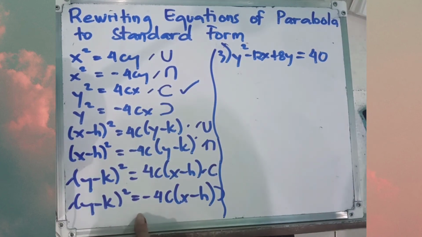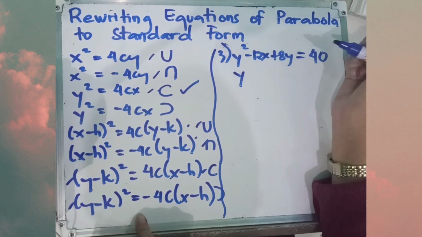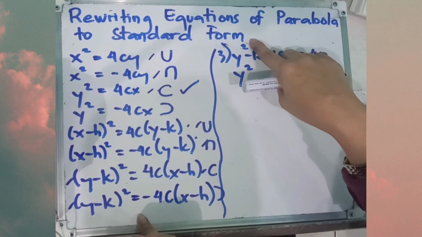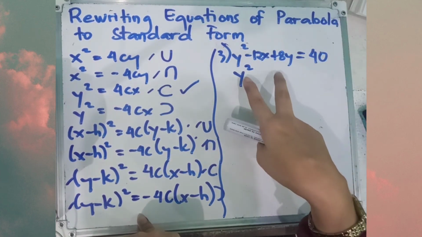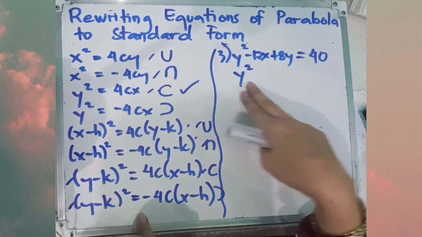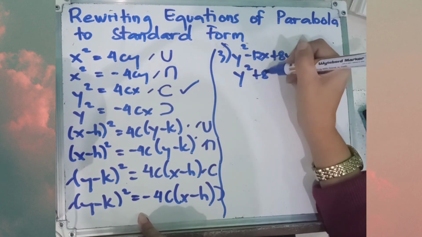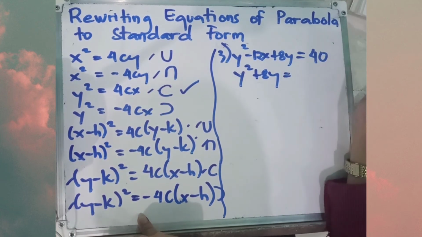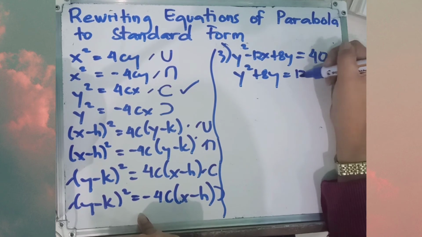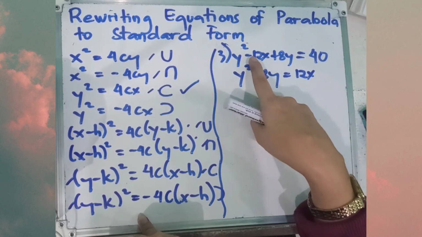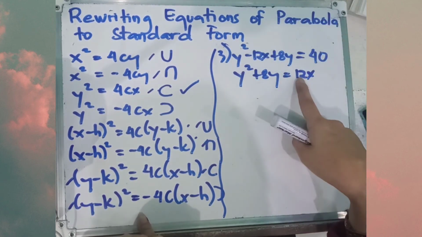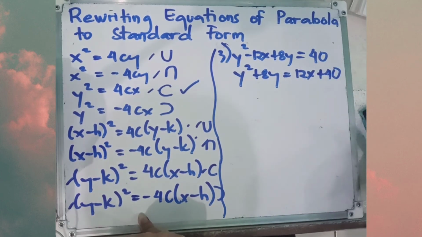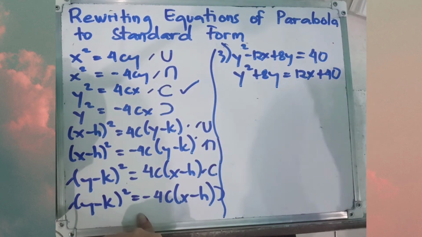Again, same process. Group the variables y all together. Earlier, since the exponent was on the variable x, we grouped the variable x's together. Now it's y, so y squared plus 8y. The remaining terms, move that to the other side of the equation. That's 12x. Why? Because that's negative, if you move that to the other side, it will become positive. Then copy 40. After arranging the terms, proceed to completing the square.